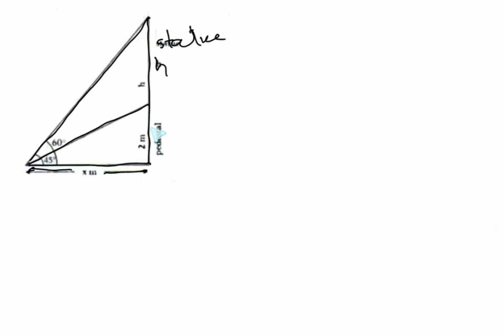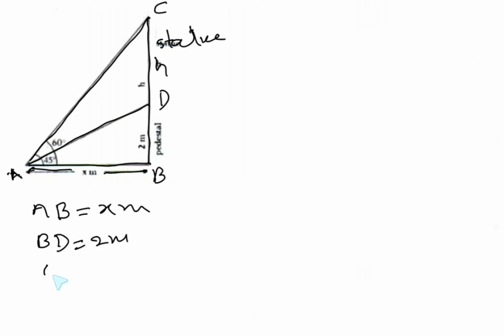Now from this figure A, B, C, D, we know that BD is equal to 2 meters, AB is equal to x meters, CD is equal to H meters, and BC is equal to BD plus CD, that is 2 plus H.